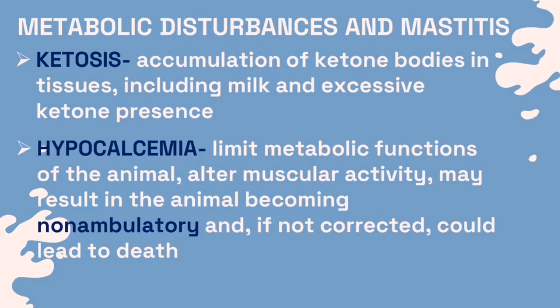In terms of metabolic disturbances, mastitis, ketosis, and hypocalcemia are the factors. Ketosis is the accumulation of ketone bodies in the tissues, while hypocalcemia is a condition in which there are lower than average levels of calcium in the liquid part of the blood, which may limit the metabolic functions of the animal and could lead to death if untreated.